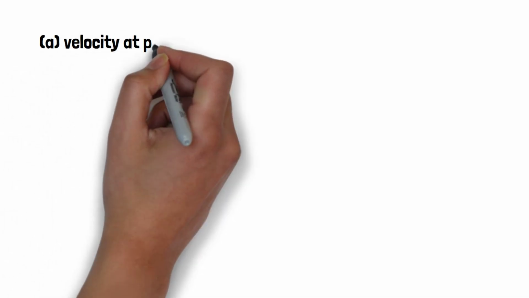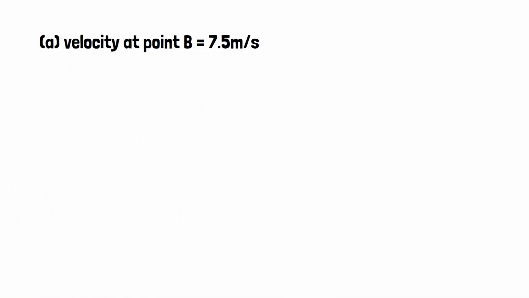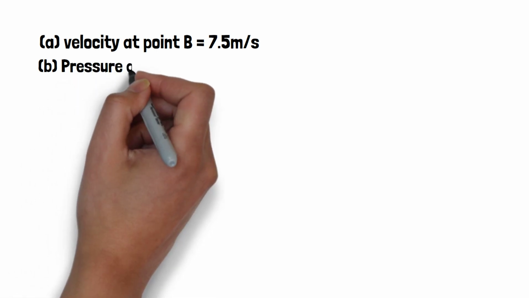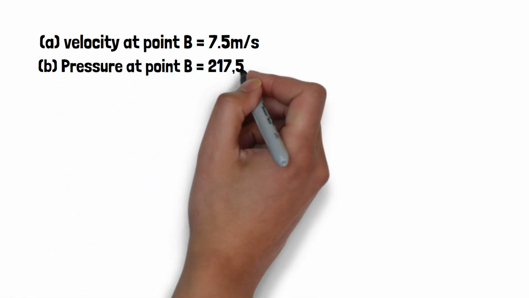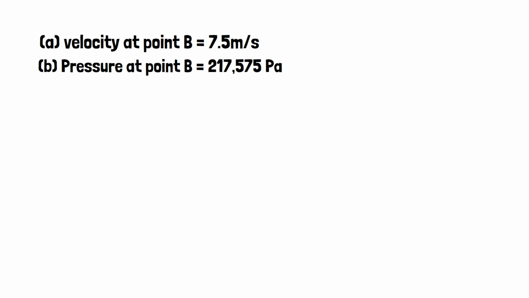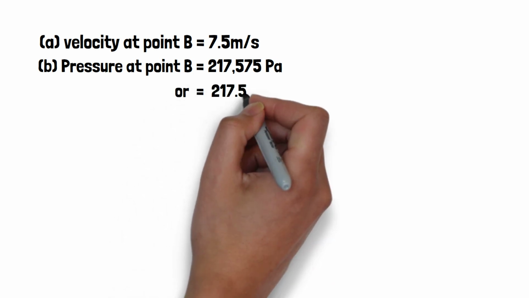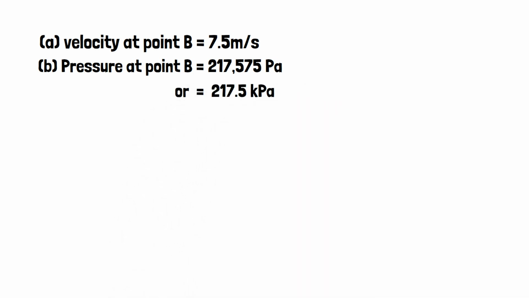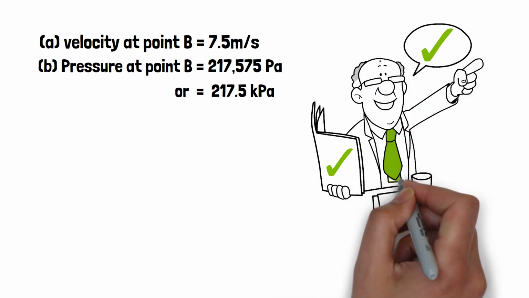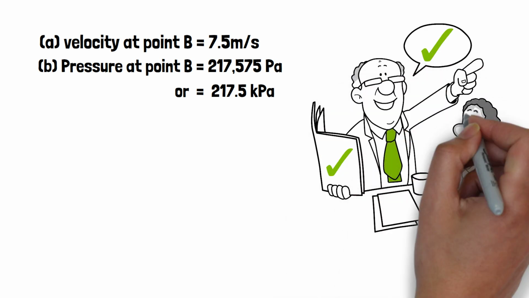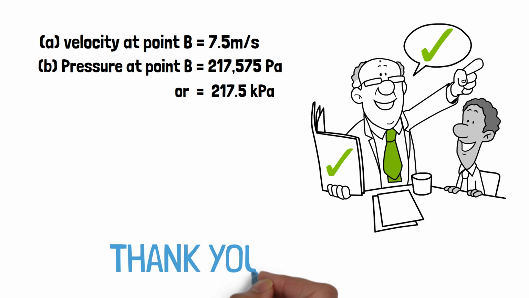In conclusion, our value for velocity at point B was found to be 7.5 metres per second, and our value for pressure at point B was found to be 217,575 pascals, or 217.5 kilopascals. So there we have it. We've successfully solved the problem using the continuity equation and Bernoulli's equation. Thank you for watching.